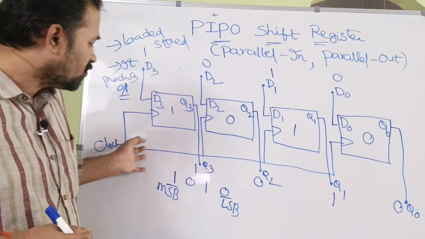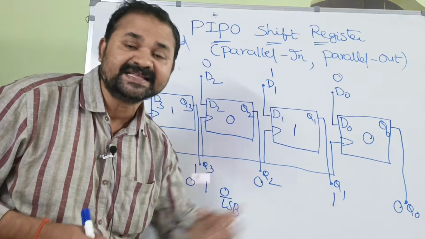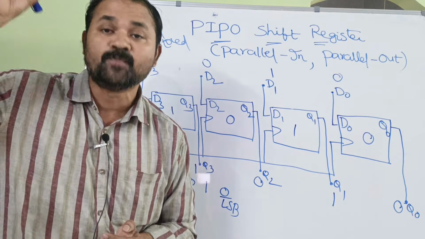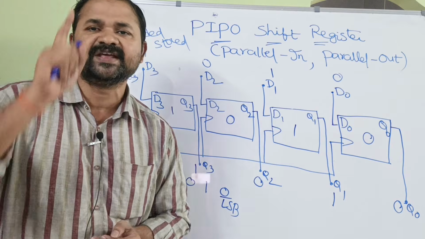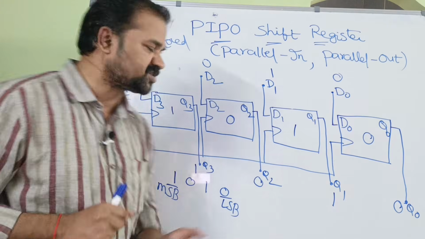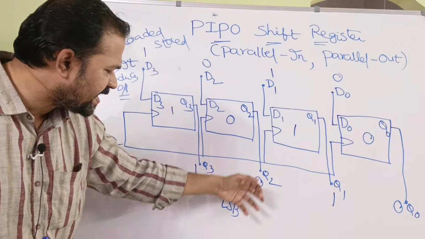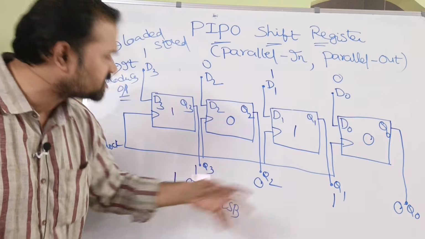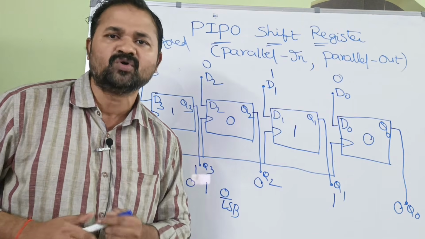That means for displaying the data in the shift register, for reading data in the shift register, we require more number of clock pulses. But here in PIPO we require only one clock pulse for loading the data in the shift register, as well as for reading the data in the shift register. So this is about the PIPO shift register.